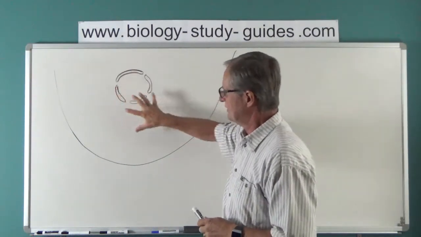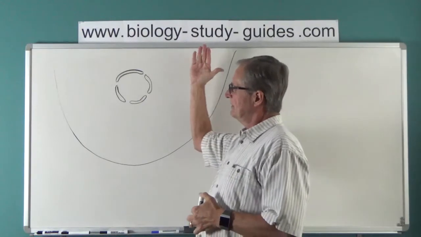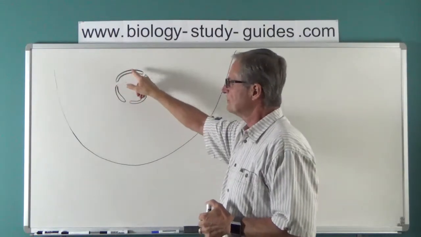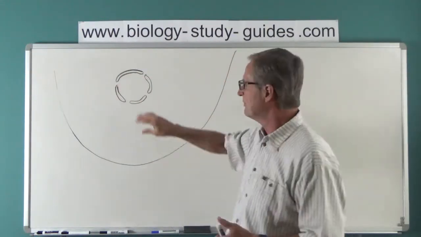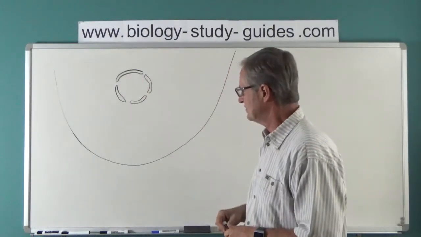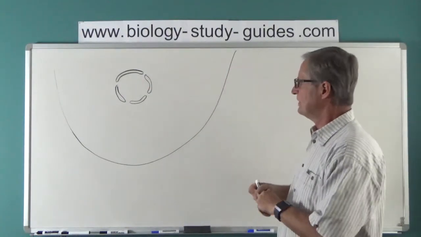This is a nucleus here. And remember, cut in half like that, nuclear pores, an outer membrane and an inner membrane. The nucleoplasm is inside. This line here is to represent the cell membrane.